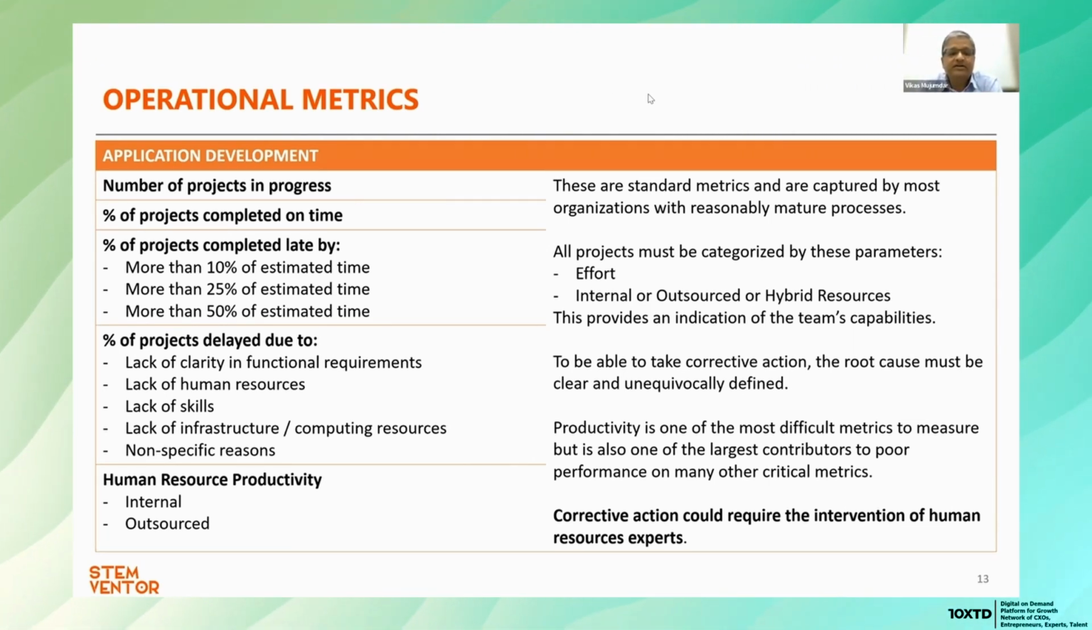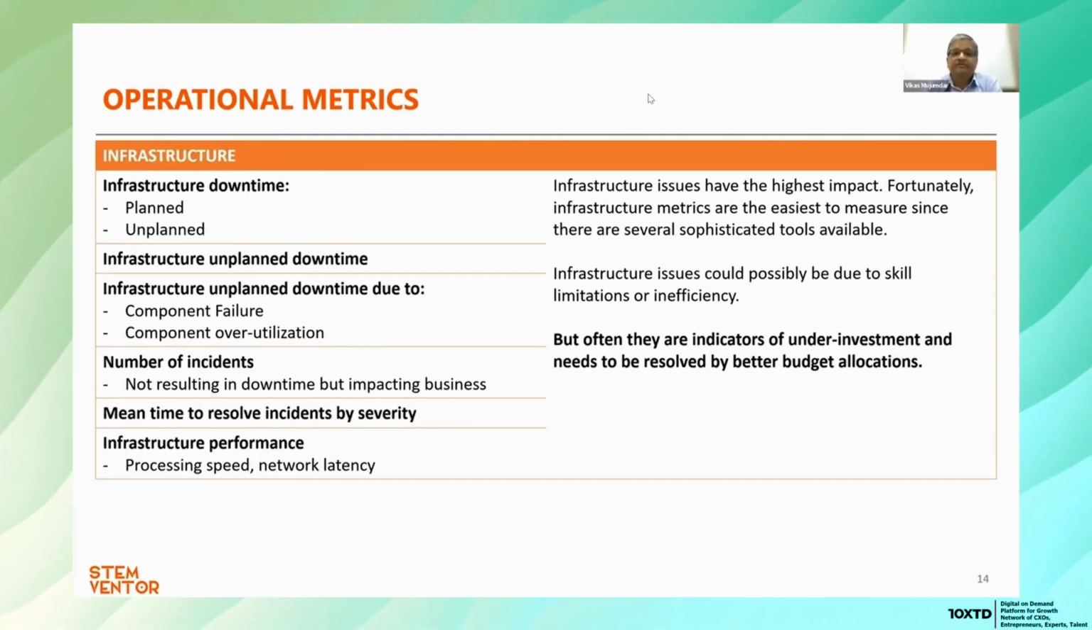If you look at the last one, it is talking about human resource productivity. And then I further categorize that into internal and outsourced. Now, productivity is not very easy to measure. It's possible, but difficult. But at the same time, productivity is also one of the biggest contributors to failure in all other metrics. Project delays, project errors, mean response times, everything is due to productivity, right? So it's very important to find a way to measure it for your own people. Also separate between internal and outsourced, see which one is working better, or a hybrid model may be working better, all right? So these are operational metrics from an application development.